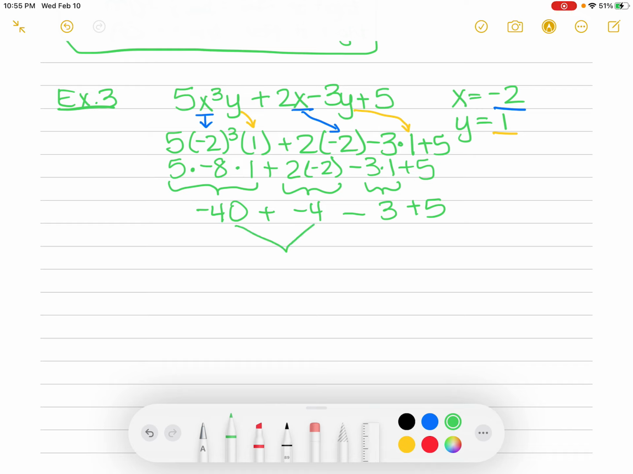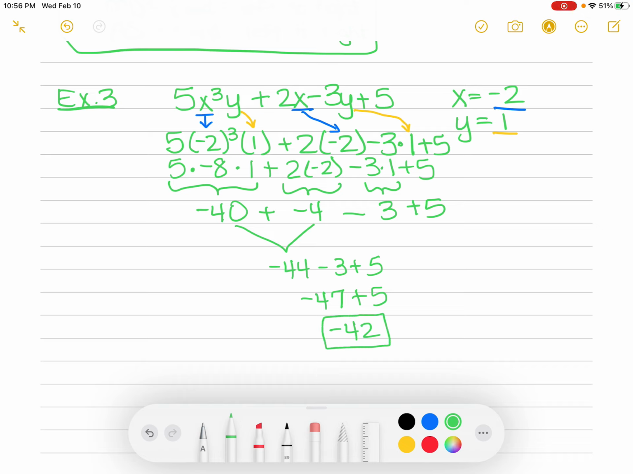Okay, now I'm going to do adding and subtracting from left to right. So I'm going to do this part first. Negative 40 plus negative 4 is negative 44. Okay, then I'm going to minus 3, which is really plus a negative 3, so that's negative 47. Then I'm going to add the positive 5, and I get negative 42. Is that what you got?